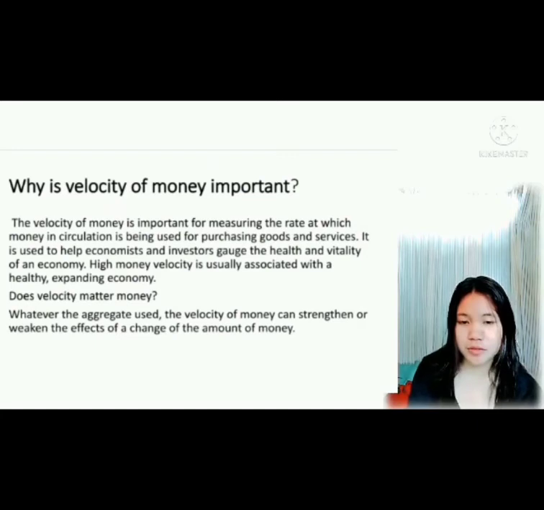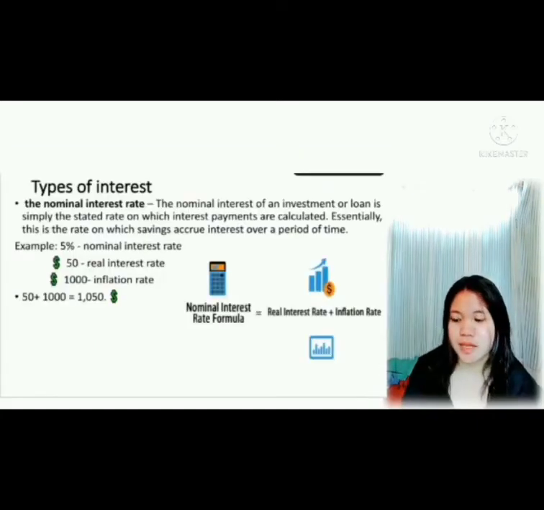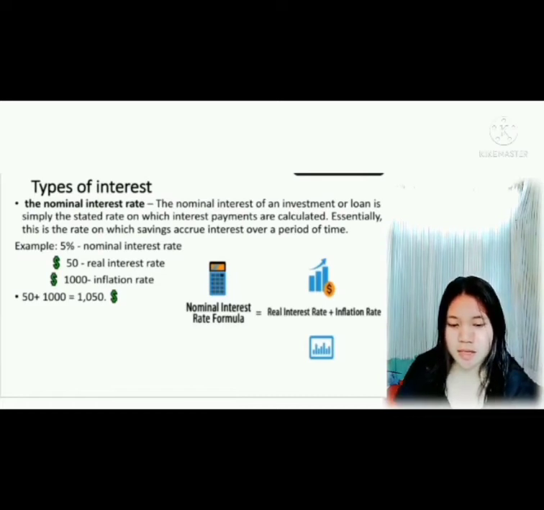There are 3 types of interest. First is the nominal interest rate. Nominal interest of an investment or loan is simply the stated rate on which interest payments are calculated. Essentially, this is the rate on which savings accrue interest over a period of time.